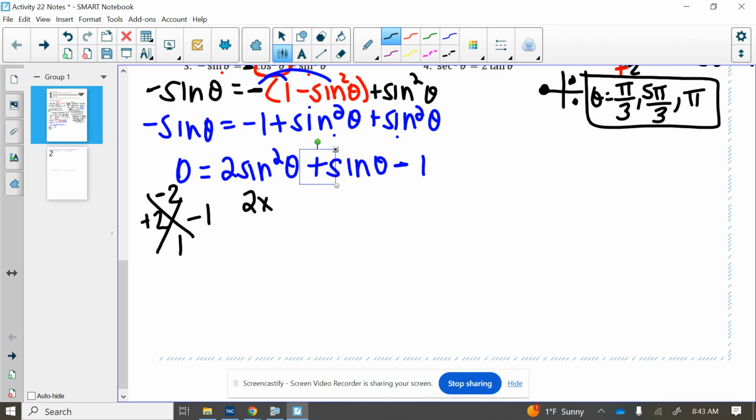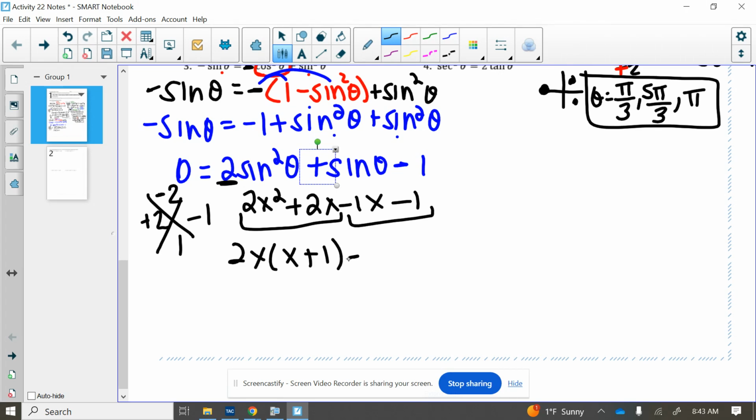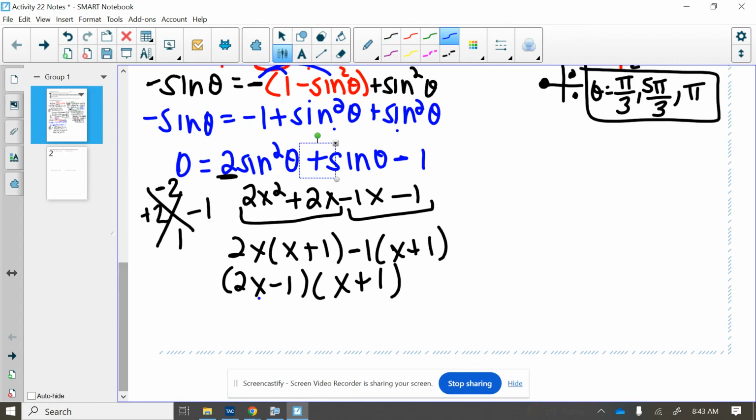So again, if you think about this as 2x squared, again, we have to be careful because we have a leading coefficient there, plus 2x minus 1x minus 1. Group it up. We end up with a 2x we could take out, x plus 1, take out a -1 this time, x plus 1. So 2x minus 1 and x plus 1 are our factors. This time, though, we're just going to substitute back in. Instead of calling it just x, we're going to call it 2 sine of x and then sine of x, or in this case, theta.